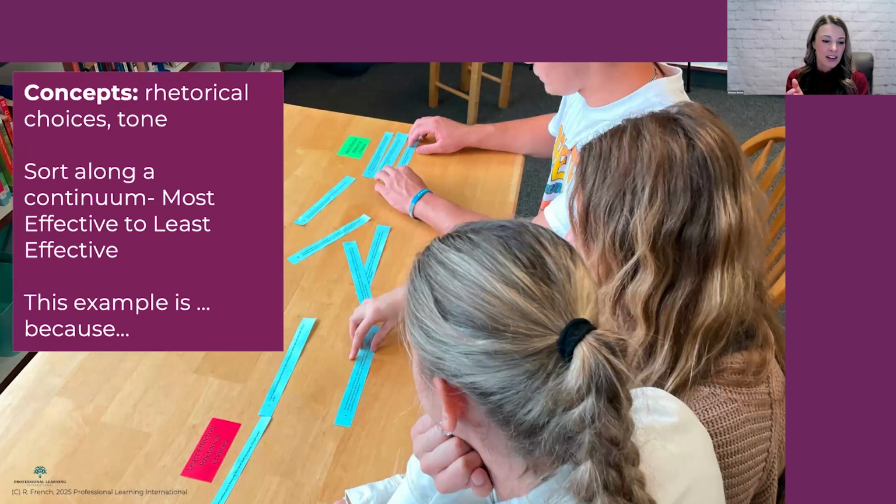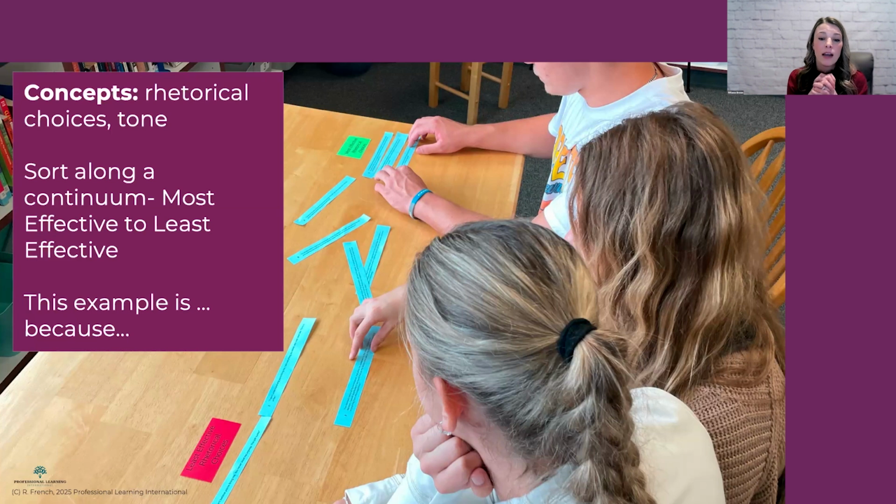The second scenario was you got a really bad grade on your essay and you don't think it's fair. The third scenario is your parents said, no, you cannot attend the event you want to attend. And then for each one of those scenarios, there was a set of responses, and they sorted them from most effective to least effective rhetorical choices.